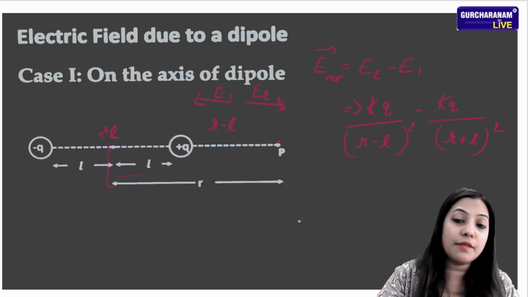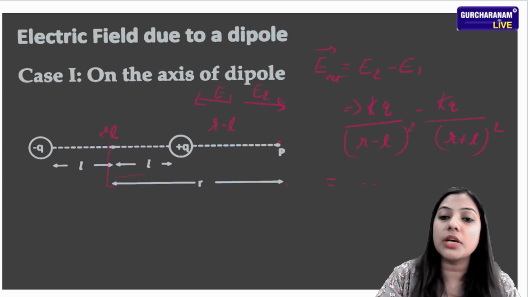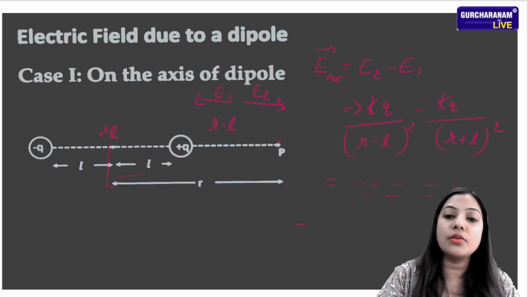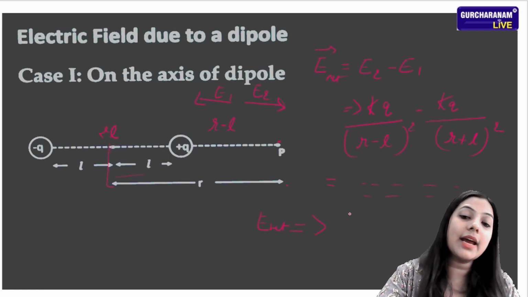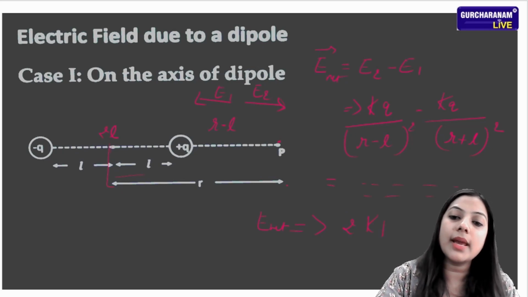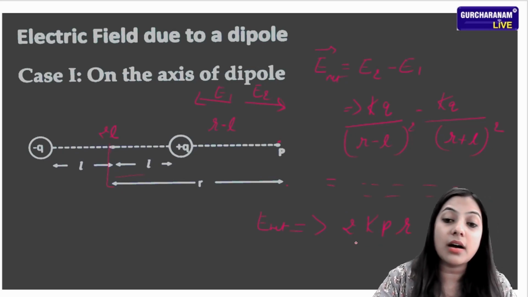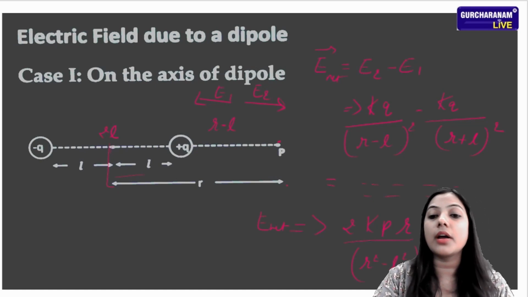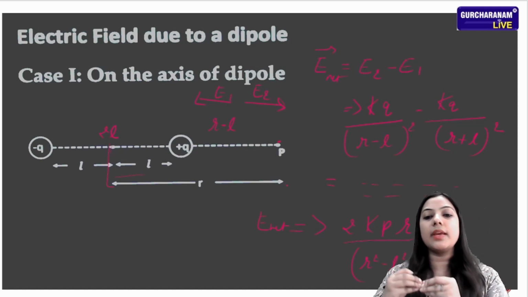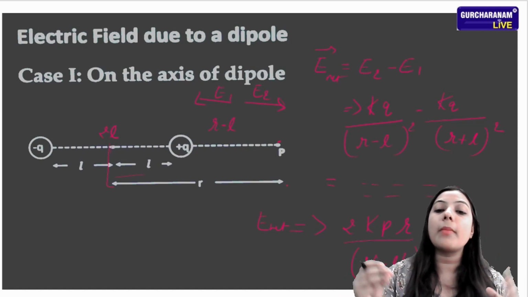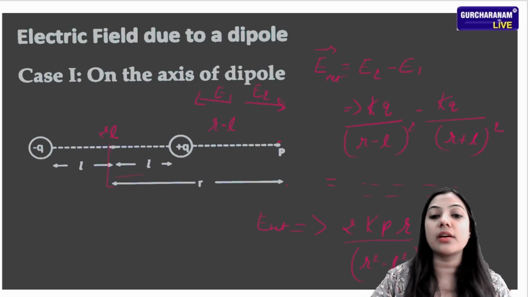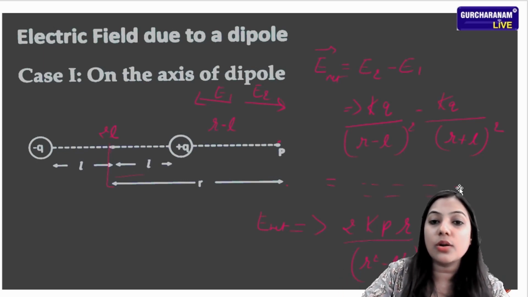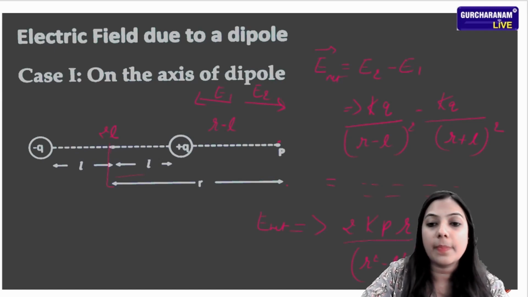Now if we solve this equation, we get the value of E net is equal to 2kpr, where p is in vector form, upon (r square minus L square) whole square. What we will get? 2kpr upon (r square minus L square) whole square. Okay, so the net electric field on the axis of the dipole is this.